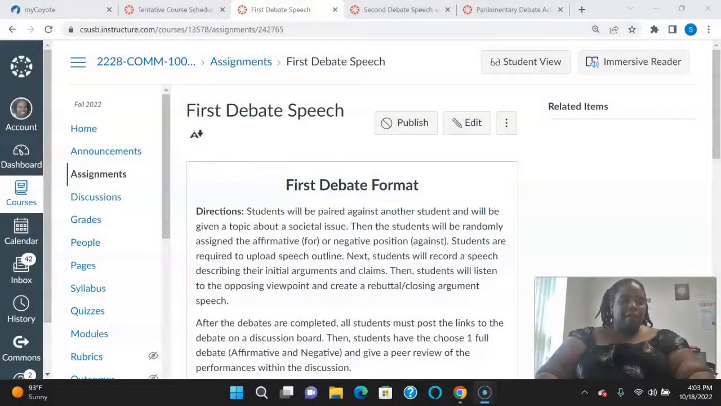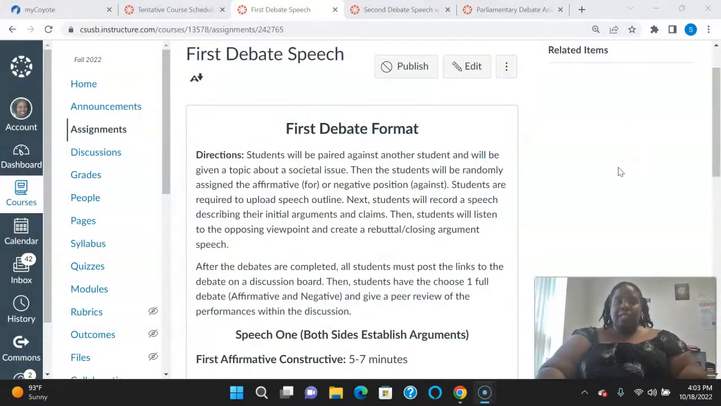Next, I'm going to show you the directions and give you a little understanding of the parliamentary debate process. Give me just a moment. So first, what we're seeing here is our first debate speech. So shortly, I will present or give you your topics and your positions. So I'm going to explain the positions in turn.